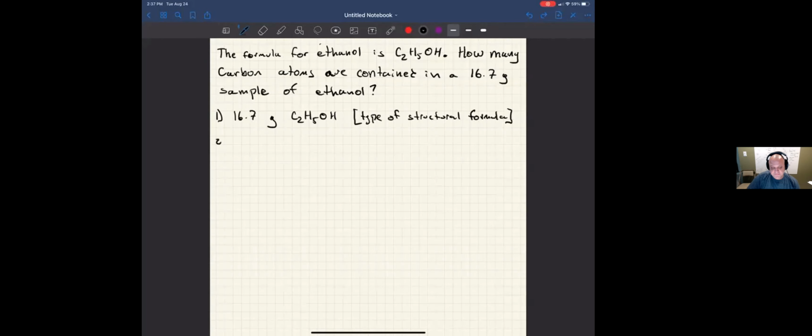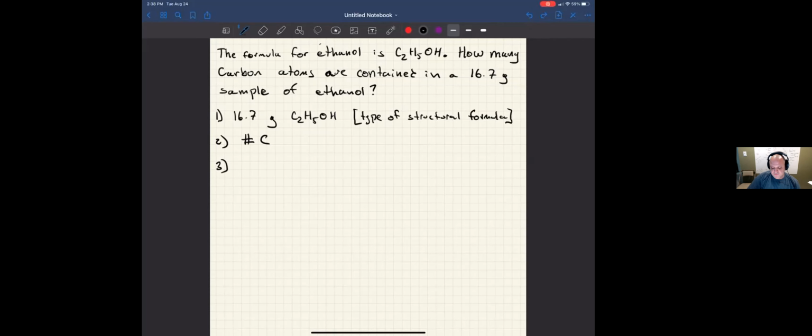The next step, step two, is to sort out what the problem is asking me to provide. And it actually wants me to figure out the number of carbon atoms contained in that sample. Okay, so having written down what I'm given and what I'm asked for, it's time to start doing some conceptual planning. How am I going to actually accomplish this goal?